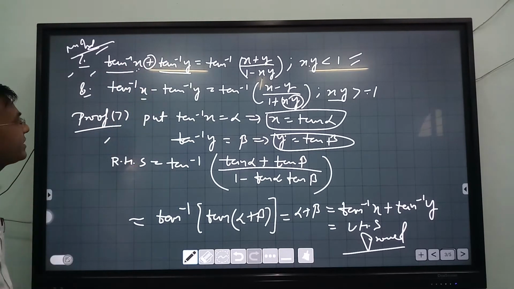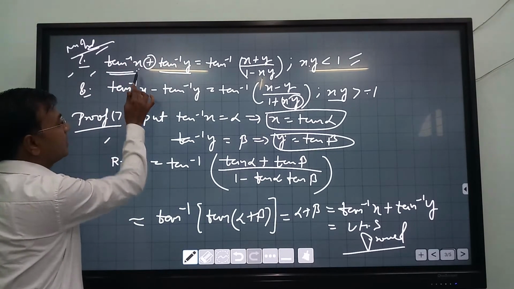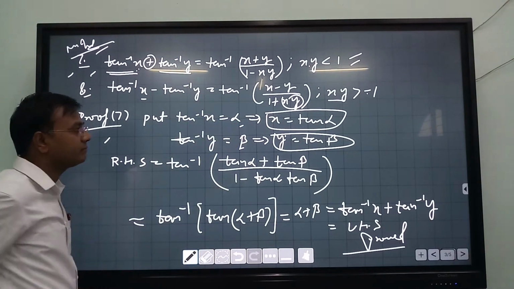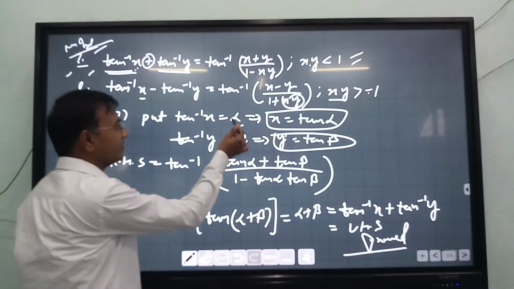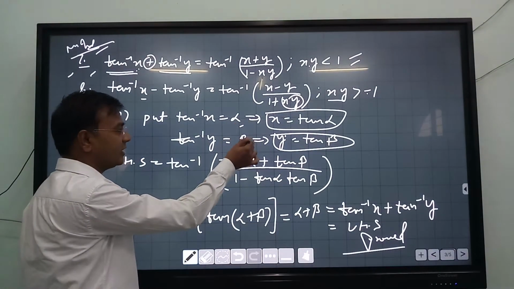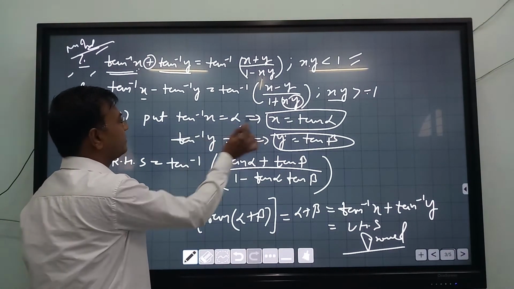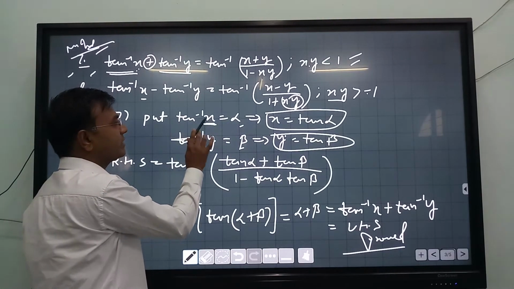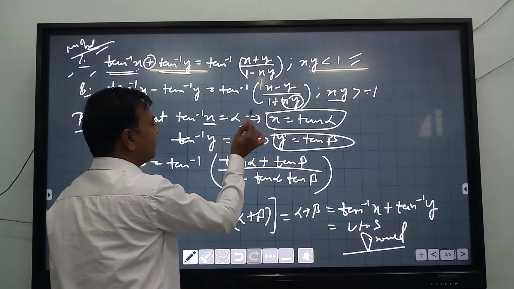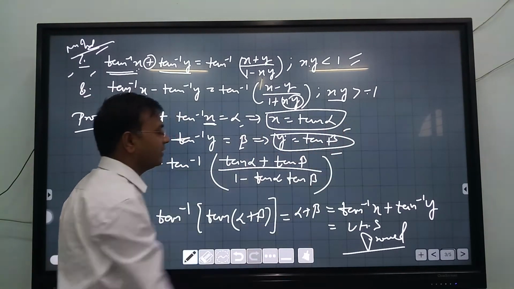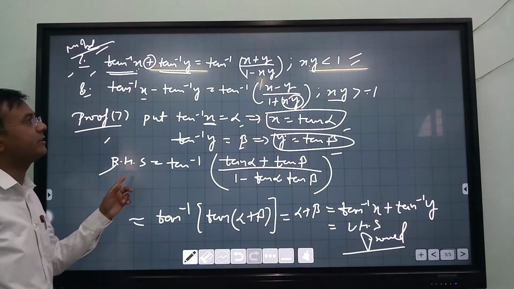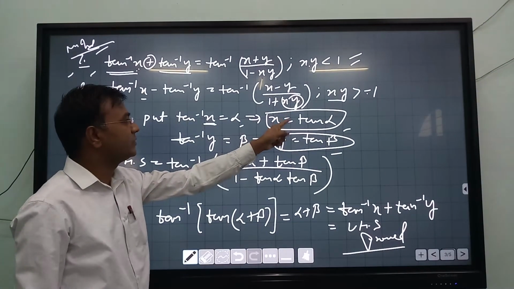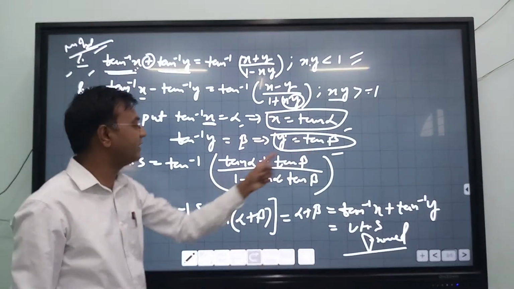So in order to prove this identity, we are assuming tan inverse x as alpha and tan inverse y as beta, right? Or you may take any other angles, alpha 1 or theta 1, theta 2, something. So this implies, operating tan on both sides, tan inverse x becomes x equals tan alpha, same as y equals tan beta. Now consider the right hand side, tan inverse of x plus y upon this. So replacing x and y with these trigonometric functions tan alpha and tan beta.